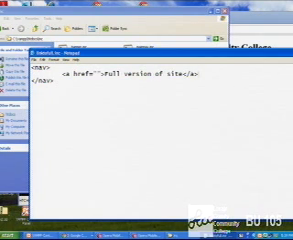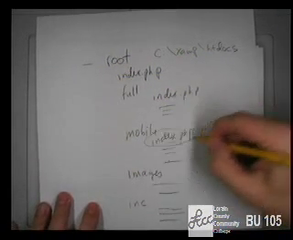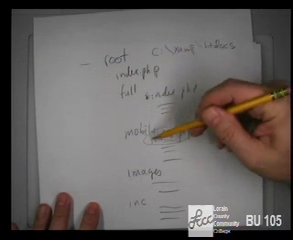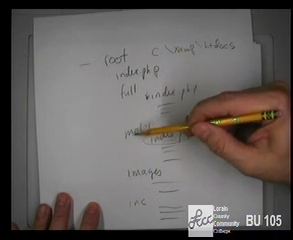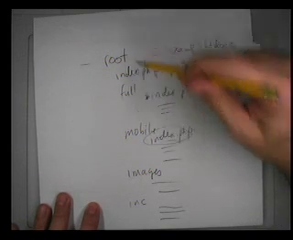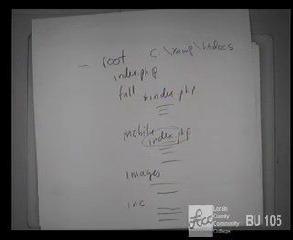Now, what's the URL that I'm going to link to? Well, if I'm down here in the mobile folder and I want to get to this page here, I can't go directly from the mobile folder to the full folder. I have to go from the mobile folder up to the root and then down to the full. So my href will be /full/index.php.